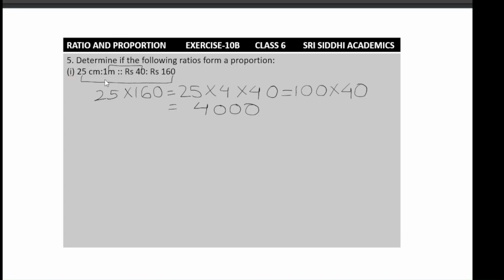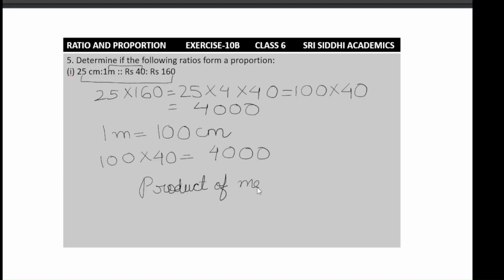Okay, similarly here, 1 meter is how many centimeters? 1 meter is 100 centimeter, right? If you check out the calculation, 1 meter is 100 centimeter. So let's do this now. 100 multiplied by 40, right? We are doing the product of means. So this will again be 4000. So here, I'm just writing product of means is equal to product of extremes, right? So obviously these ratios are in proportion. You can write a statement that these ratios are in proportion, because just now we found out that both the values of the products are equal to 4000.